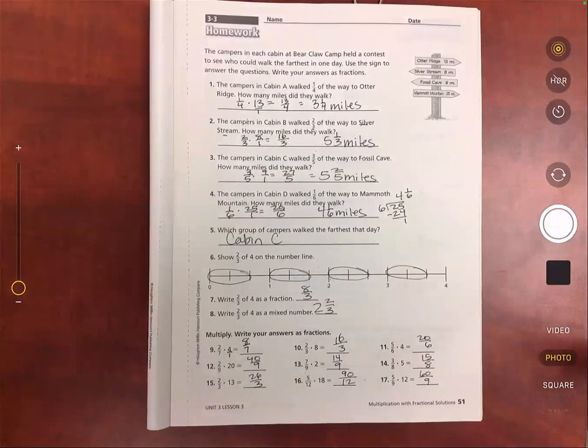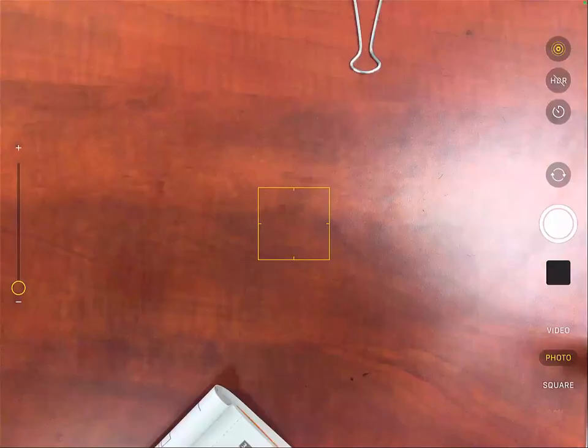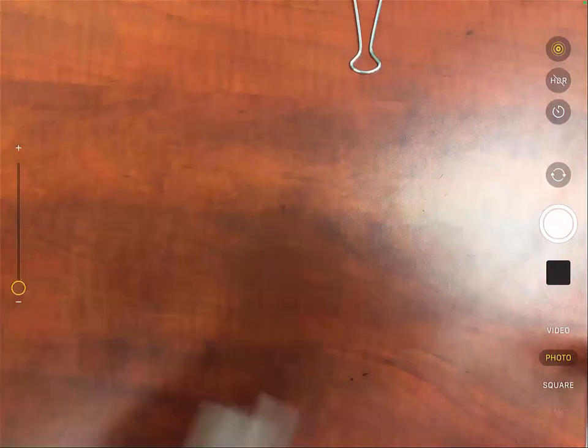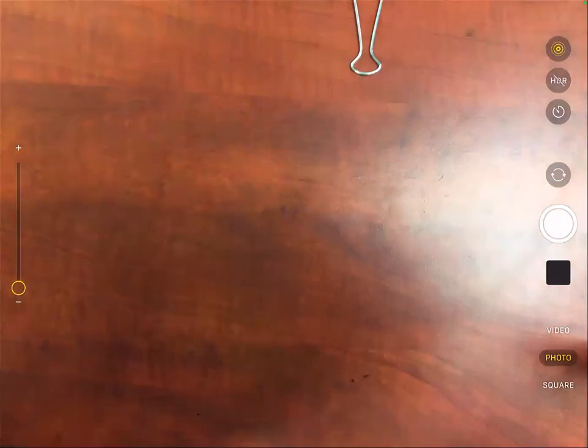Any questions on this page? All right, let's take a look at the back side of it. Get my little clip out so it doesn't fold over on itself.